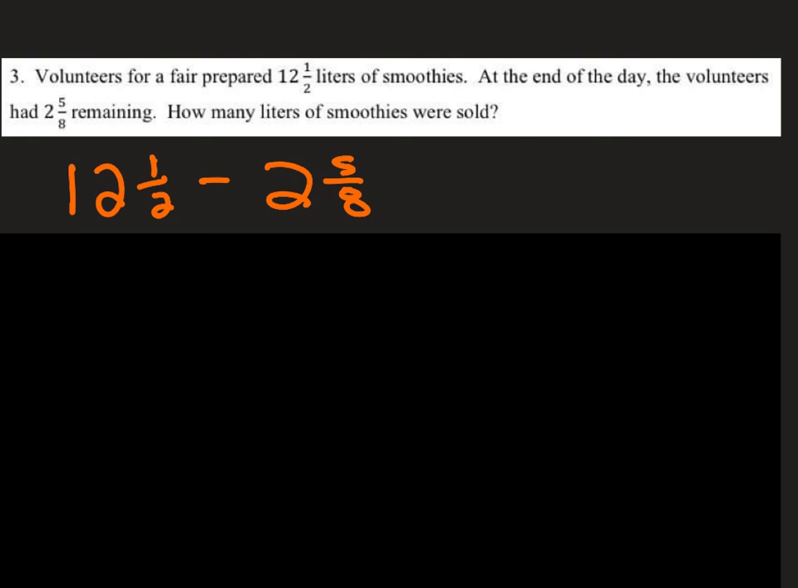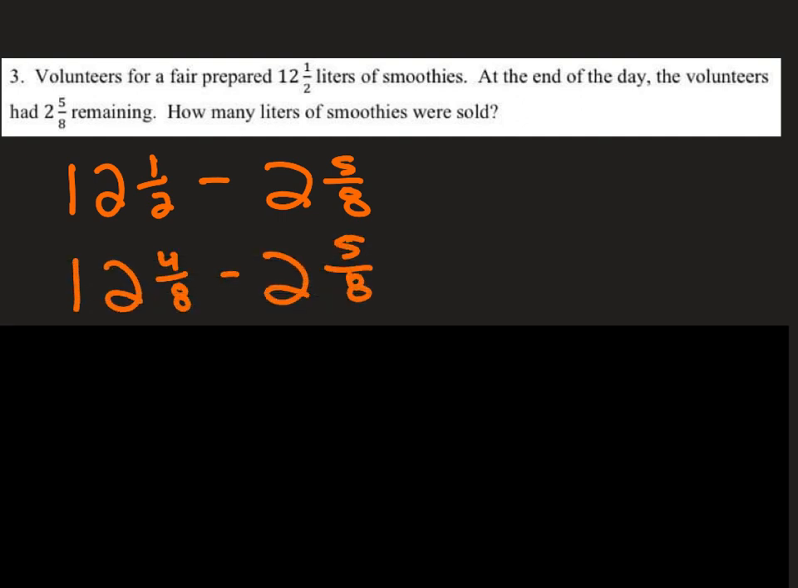So what does this look like? Well, here we go, 12.5 minus 2 and 5/8. Recall that we need a common denominator. This is eighths, this is halves. What's the common denominator of 2 and 8? It is 8. So we turn this into 12 and 4/8. That's all we changed here.